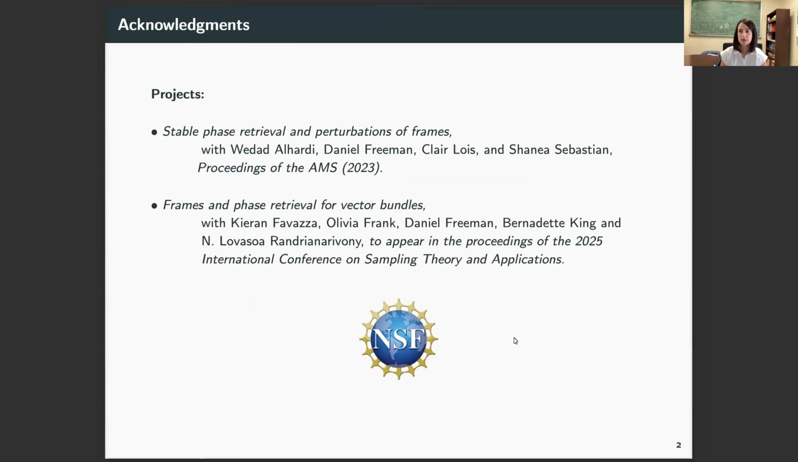I'm going to talk about some results from these two papers that we had in recent years. One of them is stable phase retrieval and perturbation of frames, which is a collaboration with Dan Freeman and students. Another one is frames and phase retrieval for vector bundles, which is a recent one, and it's again work with Dan Freeman and undergraduate students at St. Louis University.